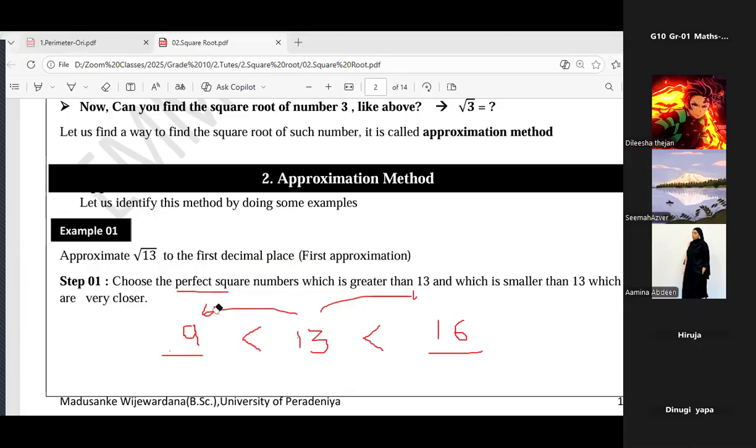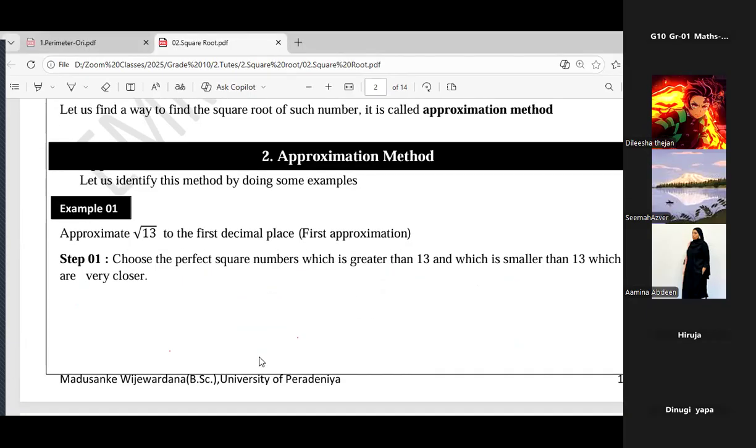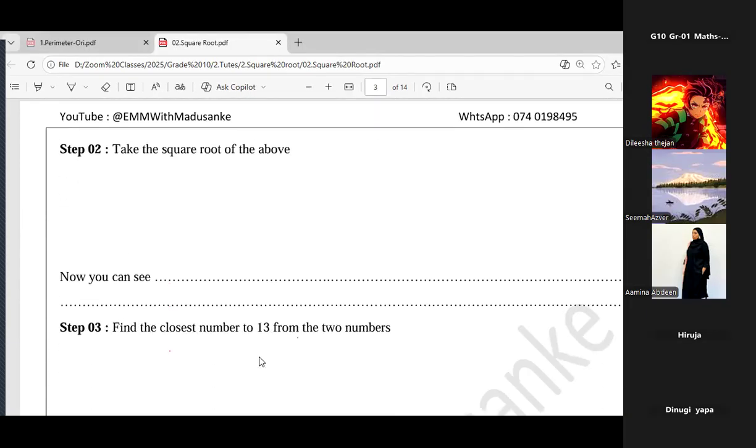I hope you have finished writing this. Now, step number 2. Previously you had something like this, 9, 13, 16. Now what are they saying? Step number 2. Take the square root of the above.